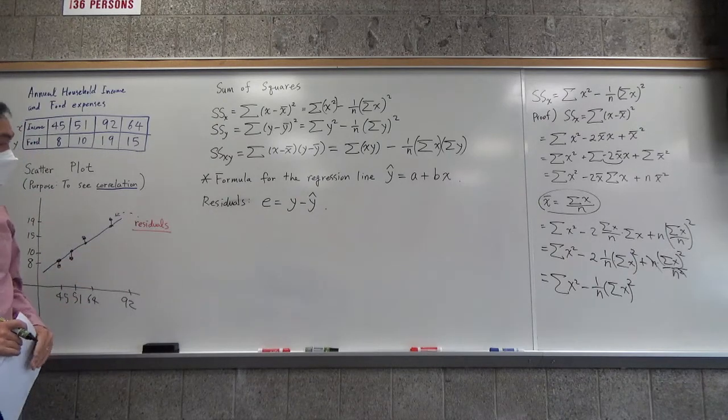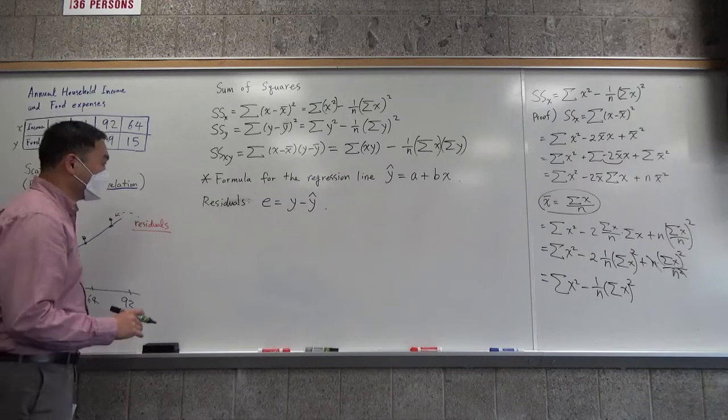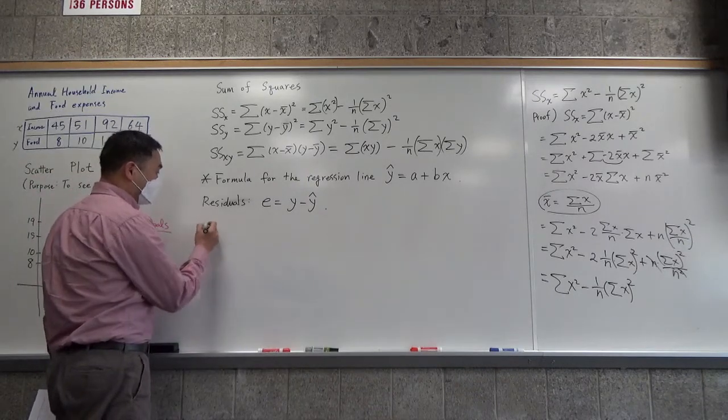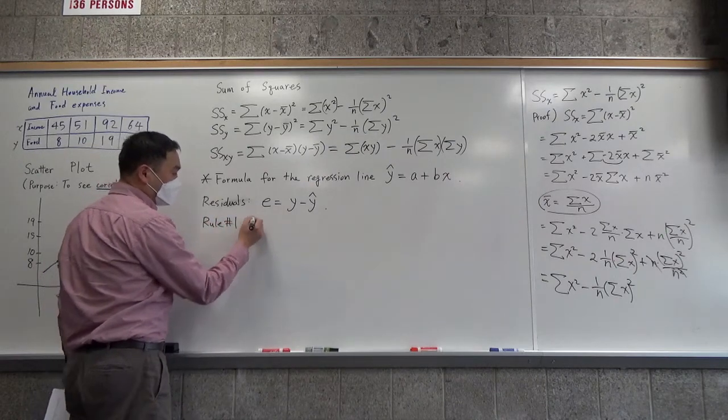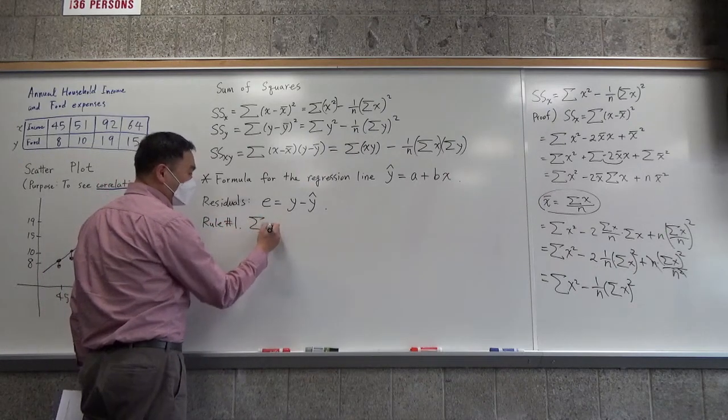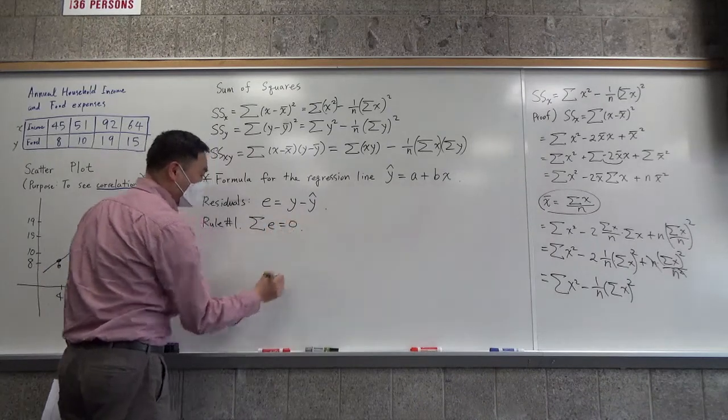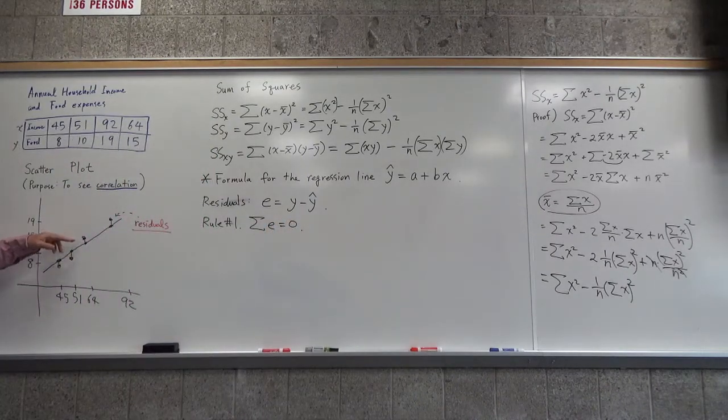But we're going to work with two rules here. So one thing is, rule number one, I already stated this, but let me write it. The sum of the residuals should be zero, okay? In other words, sometimes y is above y hat, so sometimes your residuals are positive, sometimes the residuals are negative. And because you're trying to minimize the residuals, if you add them up, you better have zero. Okay?